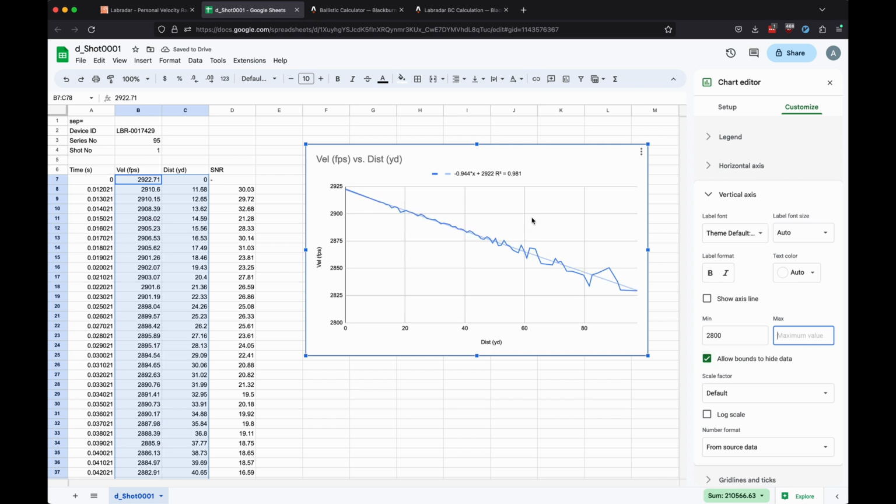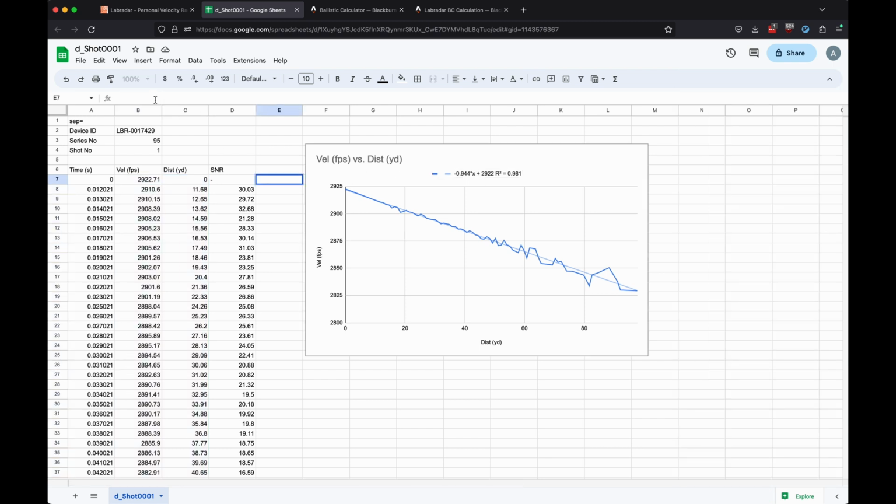And so you can see the straight line is the trend line, and the jagged line is the remaining velocity at different distances. And you can see it kind of gets a little crazy down here as the signal to noise ratio drops off. But this equation here is what we care about. So I'm going to go to this cell here, and I'm going to essentially use that equation right here.